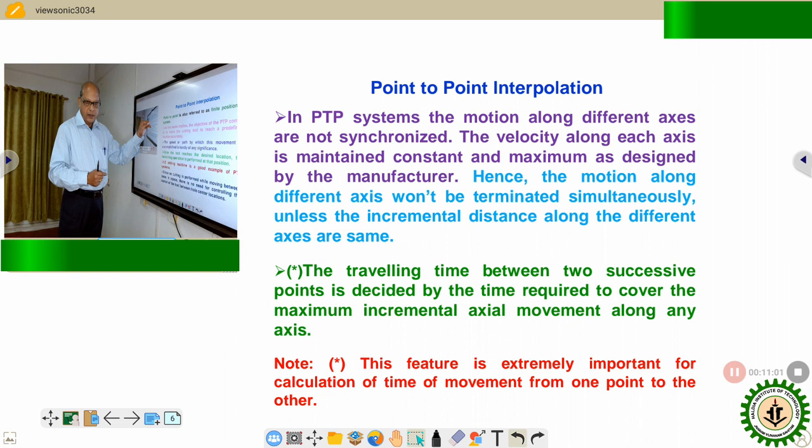In both axes, it will employ the highest possible velocity, maximum as designed by the manufacturer. Since the incremental distance to be covered along X and along Y may not be the same, their motion will not be terminated simultaneously. Hence, the motion along different axes won't be terminated simultaneously.